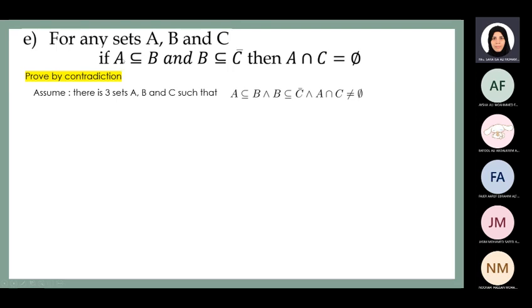So the premise, I will write it as it is, A subset of B and B subset of C complement, and the negation of conclusion. The negation is not equal to phi. Now, this is in my assumption, بينهم and, so this is true, this is true, this is true. From where I should start? You should start from here, not equal to phi.